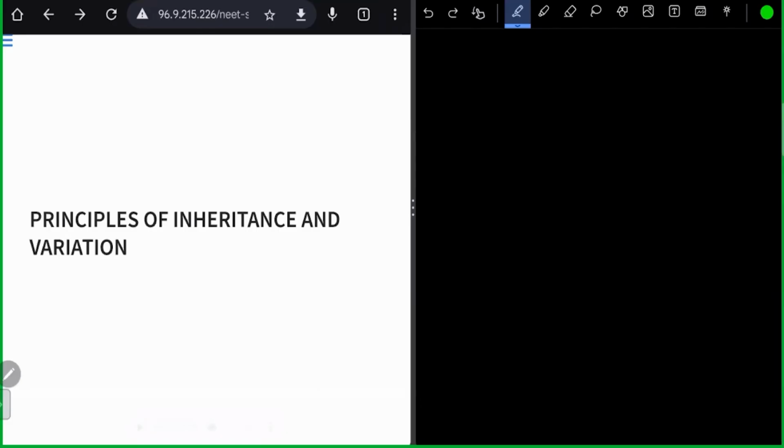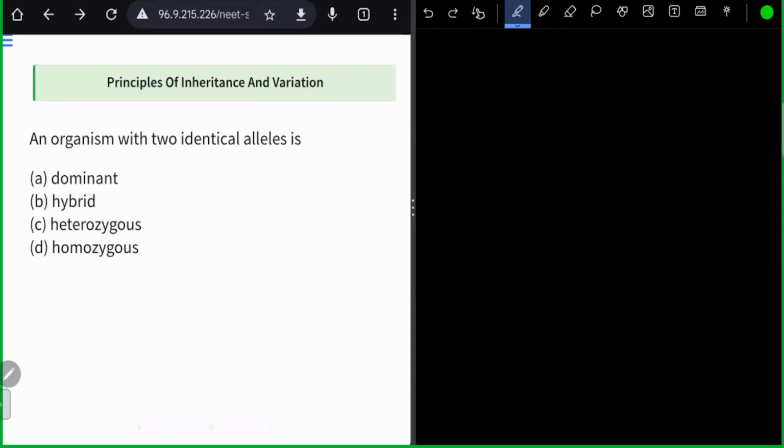So we'll do PYQ of Principle of Inheritance and Variation. We have done till question number 17, so we'll start from question number 18. The question is: an organism with two identical alleles is known as what? Options are A dominant, B hybrid, C heterozygous, and D homozygous.